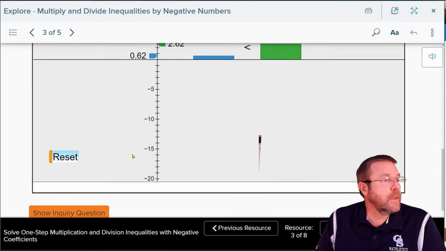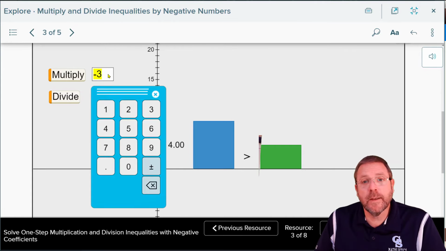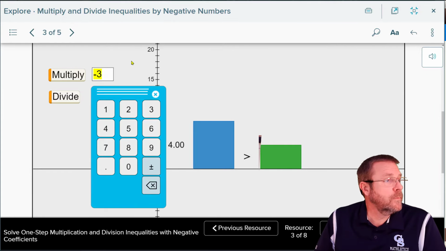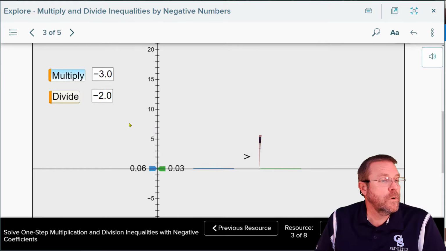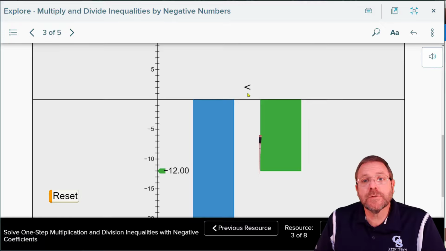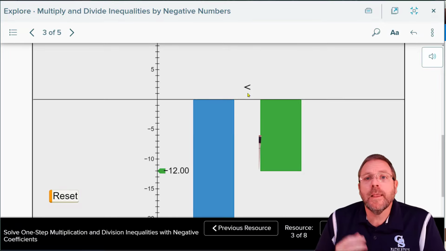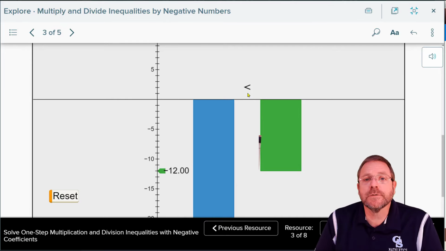Well, let's reset that. Let's go back up here to 8 again. And this time I'm going to multiply both sides by negative 3. And whoops, when I do that, what's going to happen? Once again, that sign changed directions. And that shows you the only difference between working with equations and working with inequalities. If you multiply or divide both sides by a negative, the sign changes directions. Everything else is the same.